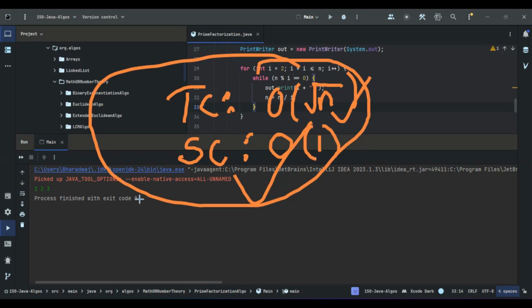Now, as we are done with the complexities part, we are done with the entire algorithm part. Next, what shall we discuss? Let's move on with Euler's totient function. Next we'll be discussing the topic Euler's totient function algorithm.